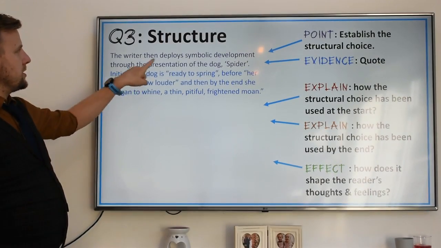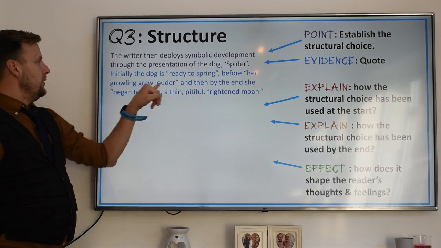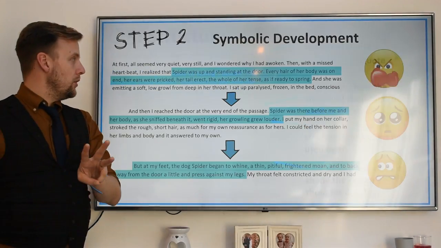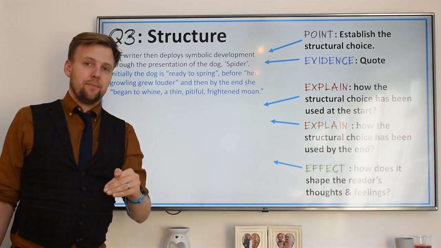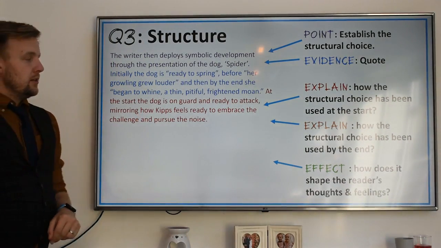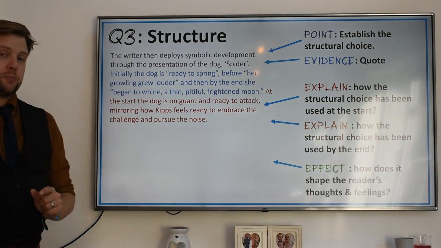Let's establish our structural choice. Right, use symbolic development. Put our evidence. Look how I've done this evidence: 1, 2, 3. Those 3 little quotes that I just had a minute ago, I've just put in my one piece of evidence. Bang, bang, bang. Let's talk about the dog at the start. So on guard, ready to attack, mirroring how Kips feels, embrace the challenge and pursue the noise.